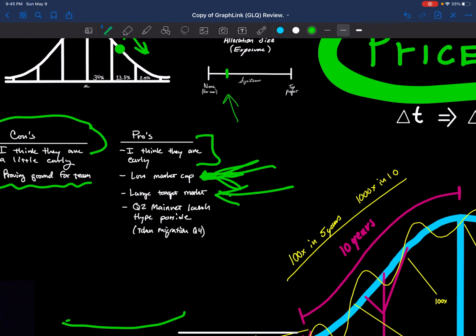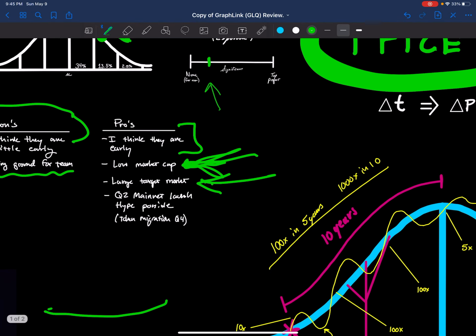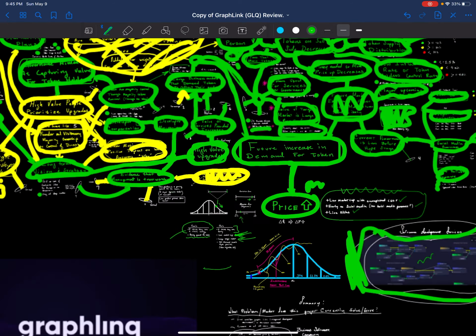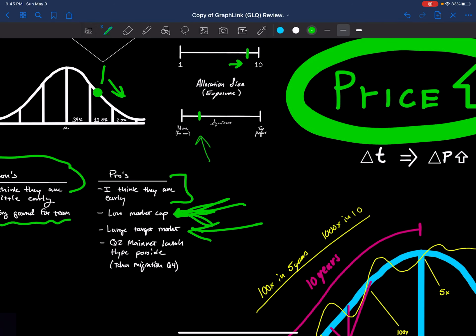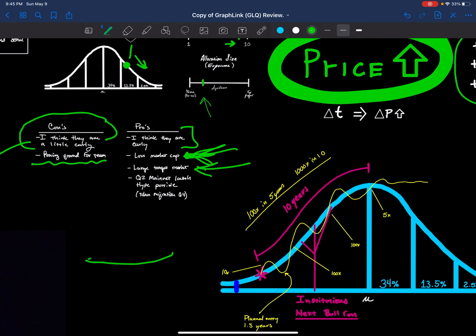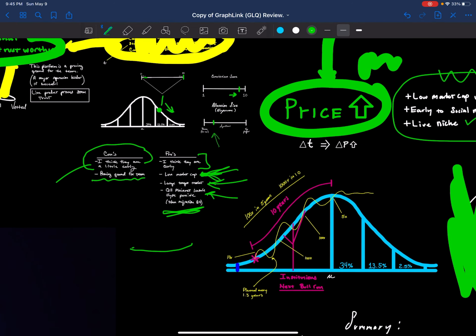Large target market. We're talking like a $400 trillion market. Like I said, software development is $4 trillion. Well, actually, if this is a blockchain, then it's actually targeting infrastructure. It's targeting the whole thing. So it could be a 400 target. So it's a huge market. There's plenty of room for that. Q2 mainnet launch, that'll most likely get some hype, and the token migration before end of year. So that will also get hype.